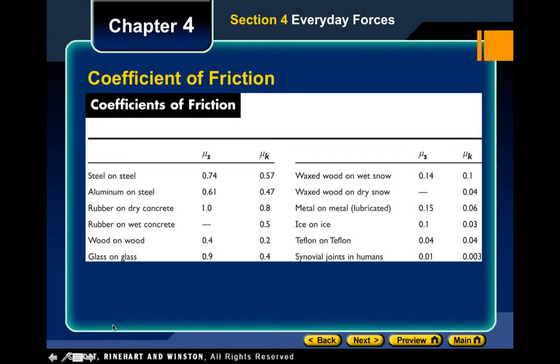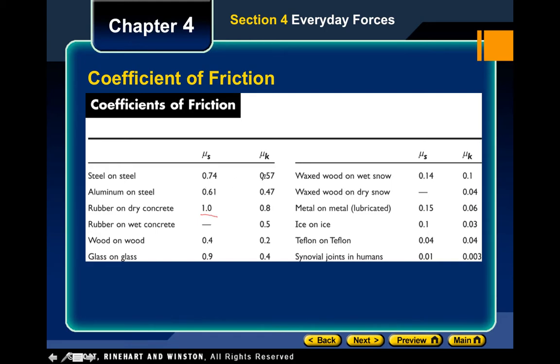An example of such a table is here. So you will see different values. An important thing to understand here is that the bigger the number, the more friction you have. So for example, rubber on concrete has a value of static friction of 1, which means that your force due to friction is the same as the weight of the object.